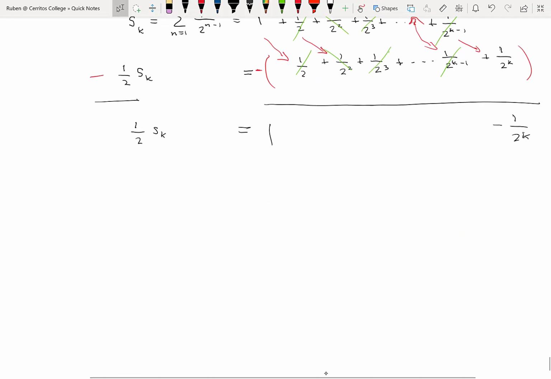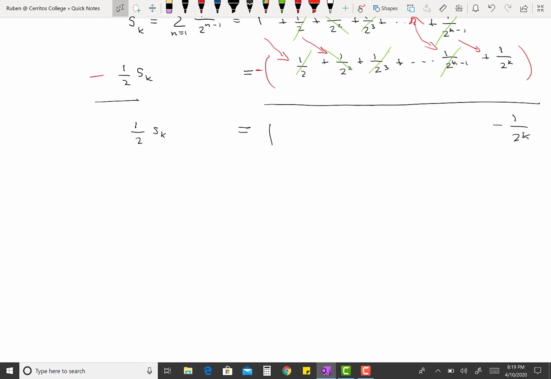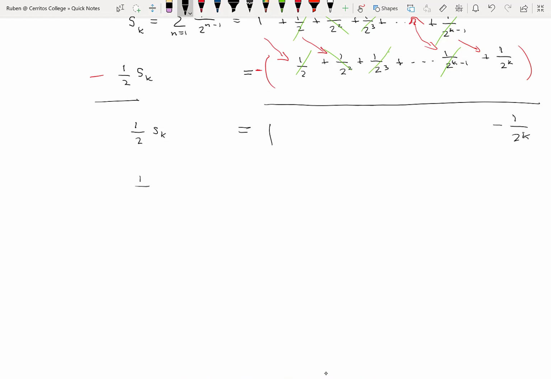This is very rare in series, that we can do this sort of thing, to collapse the sum of the first k terms into just a couple of terms. If you don't get what I just said, let's look at this written a little more compactly. It says that 1/2 of the sum of the first k terms is 1 minus 1 over 2 to the k. If I multiply both sides by 2, I get the sum of the first k terms is 2 times 1 minus 1 over 2 to the k.